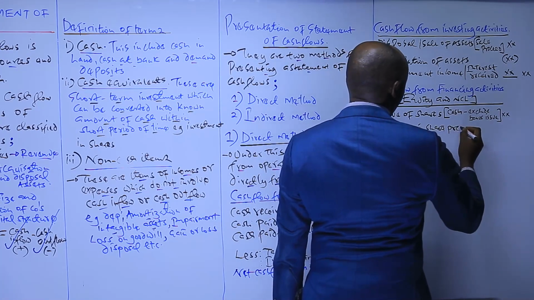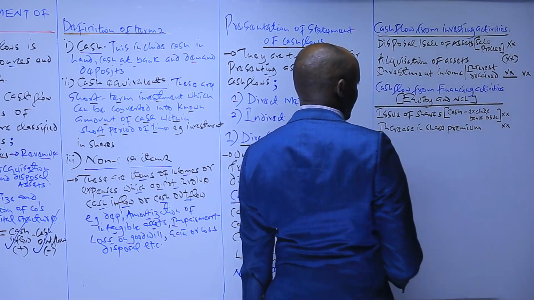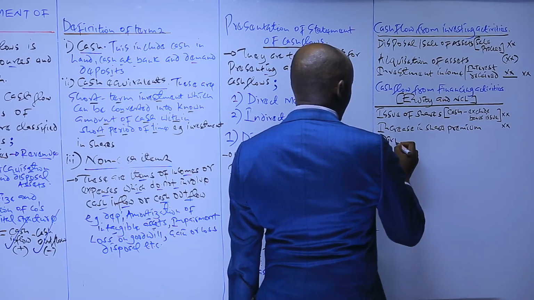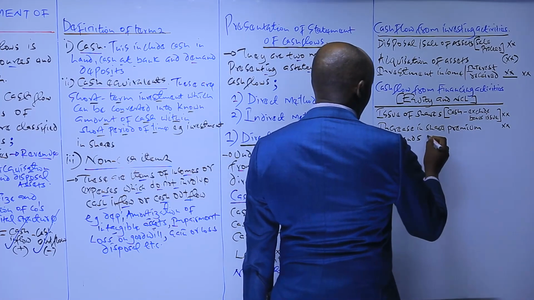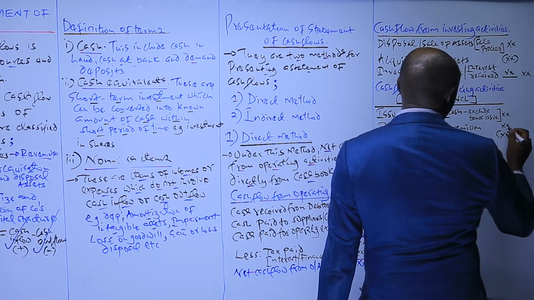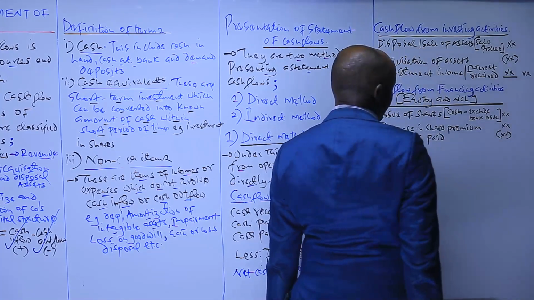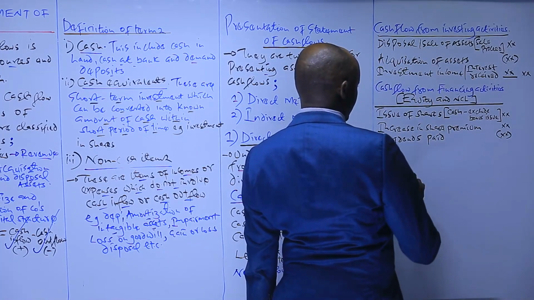The reason why share premium increases is because the shares were issued at a premium. We also take into account here the dividends paid. So dividends paid is a cash outflow. Remember, money received from issue of shares, money received in form of premium, all those are cash inflows.